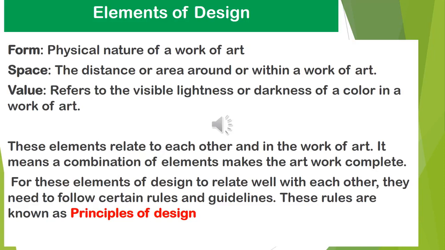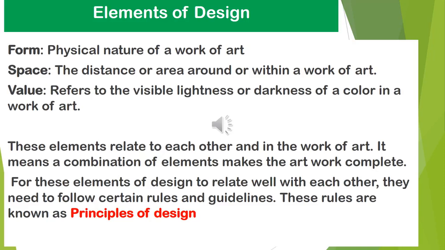Okay, then we have what? Space. Space creates what? Distance, or the area around or within the work of art. For instance, if it's a beach scene and you have trees, you have the sea, you have the beach, the sand, you have the sky, there is that distance that is created in the work of art, that you, the viewer, feel as if you can enter into that particular artwork and touch the sky or even the sea. So space helps to create what? Distance within the work of art.